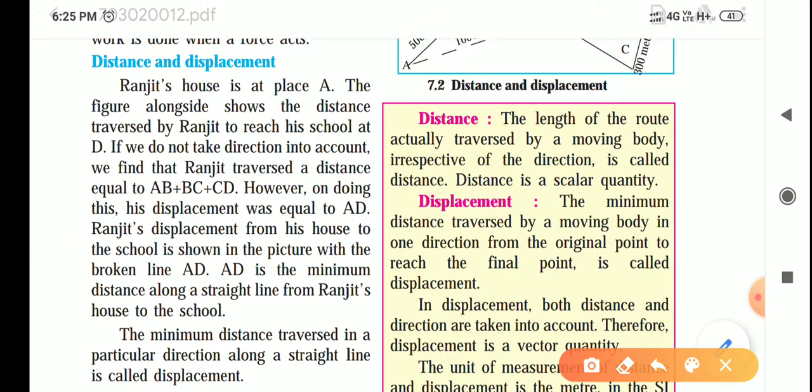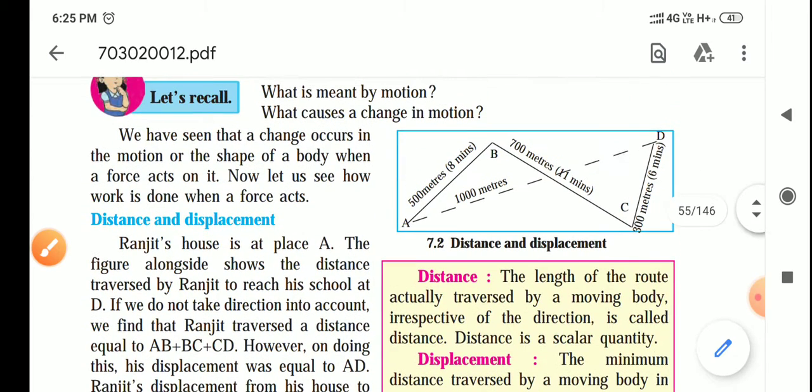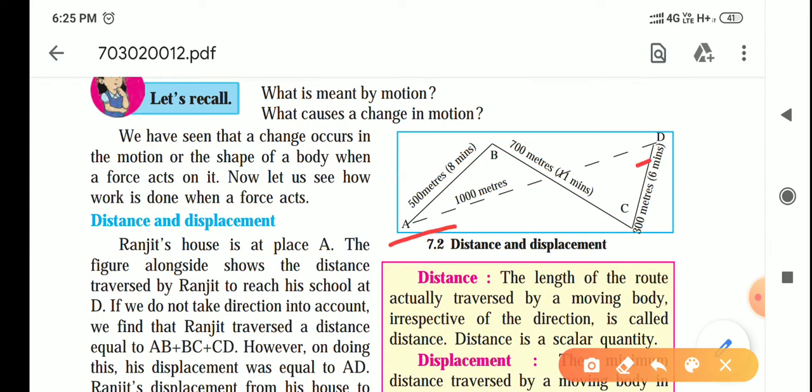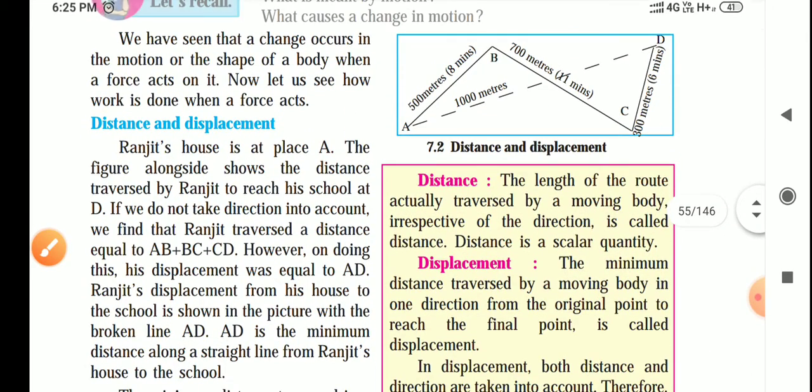What is the definition of displacement? The minimum distance traversed in a particular direction along a straight line is called displacement. So the minimum distance between Ranjit's house and school is 1000 meters. This is along this straight line AD, which is shown with a dotted line. So let's see the definitions of distance and displacement.